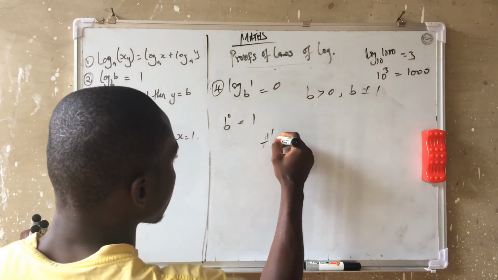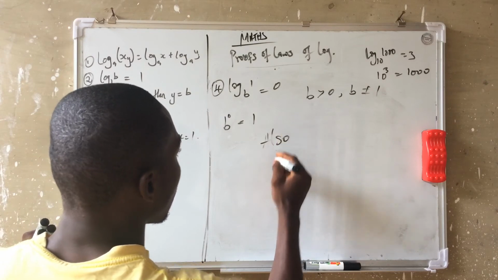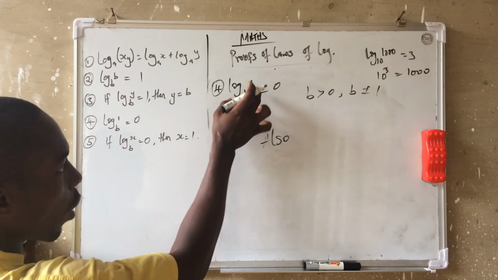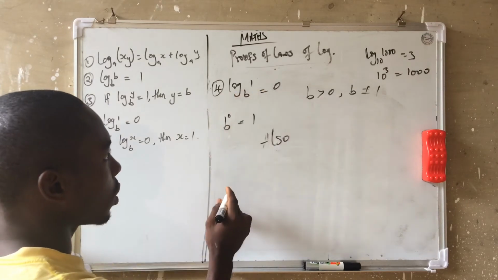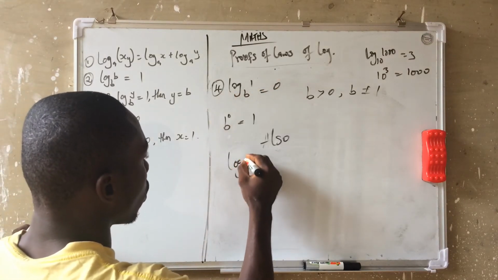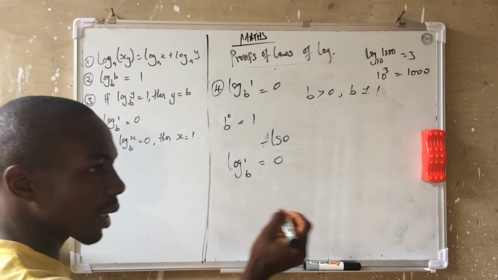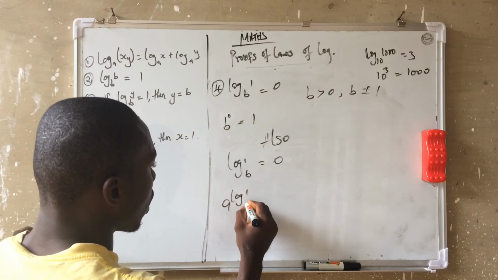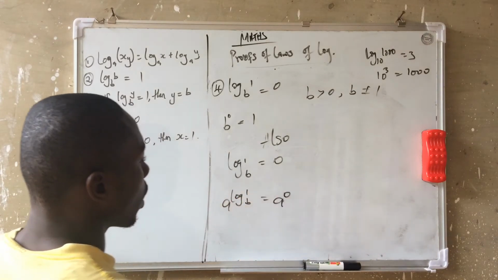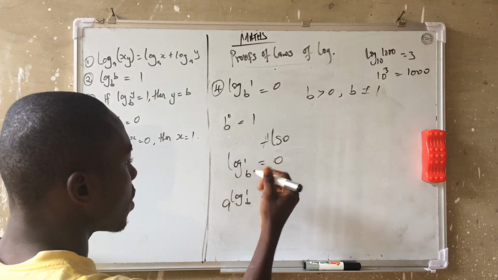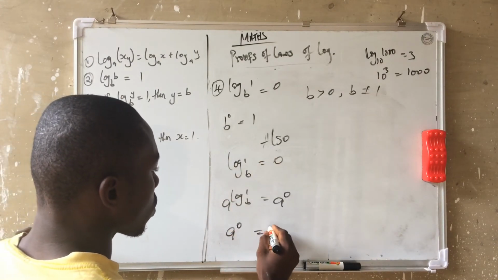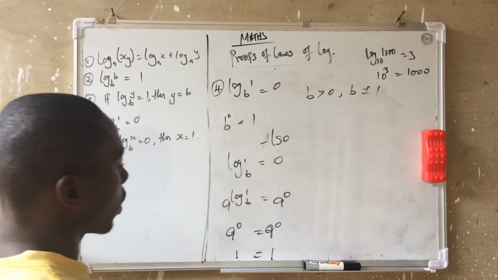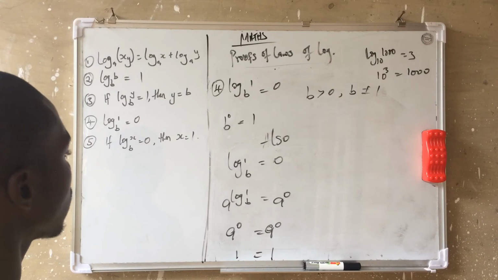So now let us take this assignment, should I call it operation in programming. Log 1 base b has been assigned the number what? 0. Let us take a common base. Let's say base a. A to the power log 1 base b is equal to a to the power 0. What is log 1 base b? Log 1 base b is 0. So a raised to the power 0 is equal to a raised to the power 0. Meaning that what? 1 is equal to 1. Do you see?